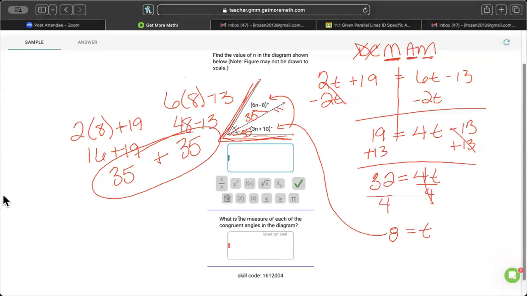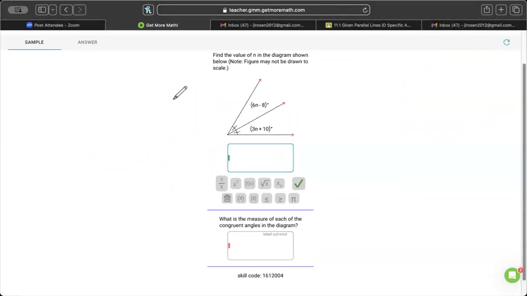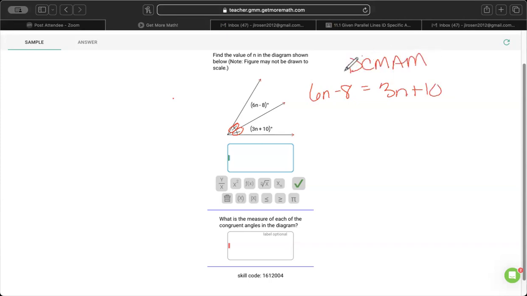Okay. Let's look at another one. So this one here, it says find the value of n. So again, this is an angle, it's bisected. We know that both sides are equal to each other, so we set them equal to each other. And we just do the steps. There's no distributive property. I can't combine on the left or right of the equal sign. I'm going to move my smaller variable, so I'm going to subtract 3n.